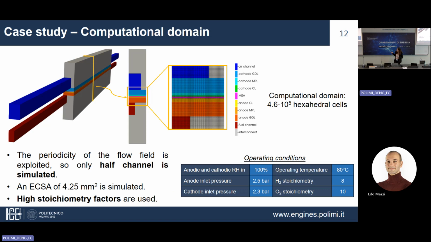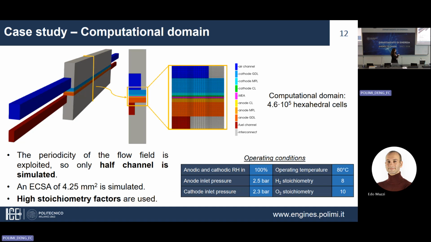Then, in order to model this device in OpenFOAM, we exploited the periodicity of the field, and so we just modeled half of a single channel to reduce the computational cost, of course. And as you can see, we needed a very refined mesh in the porous media. So here in the gas diffusion layer, for example, in blue or in orange, we are speaking about cells of some micrometers in length, due to the complexity of the phenomena occurring in the porous media, such as condensation and diffusion of reactants.